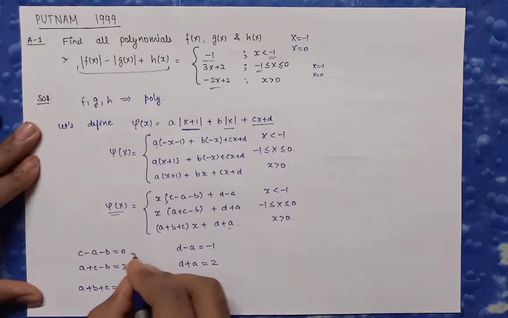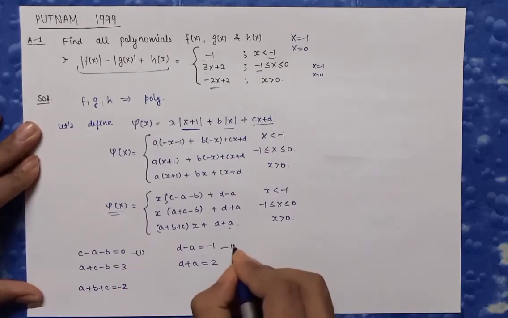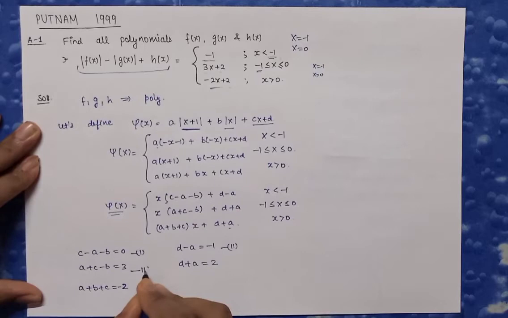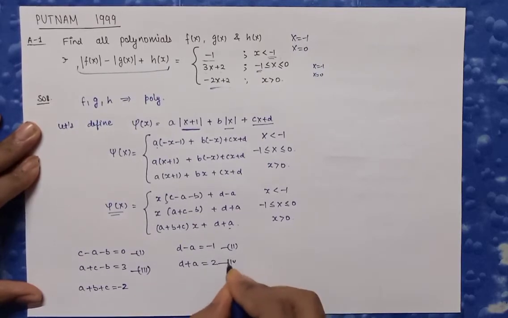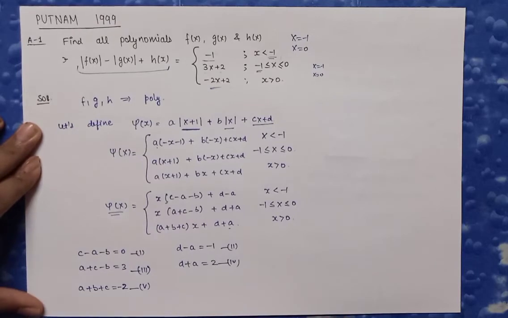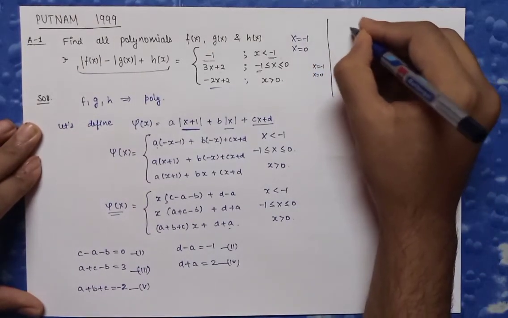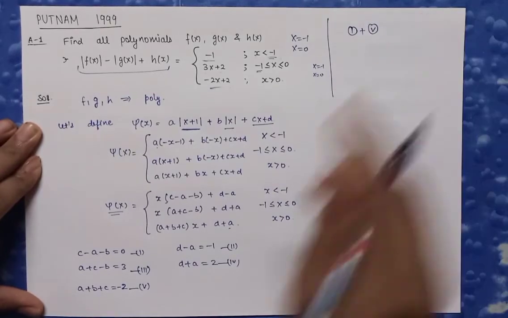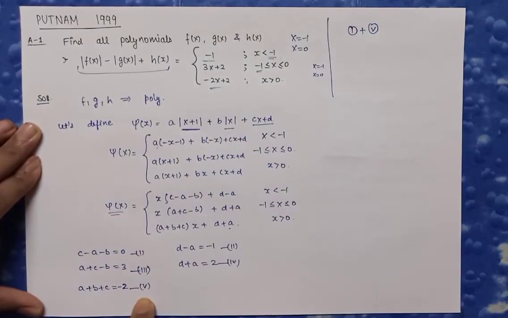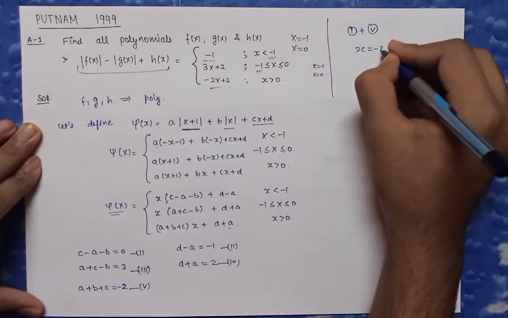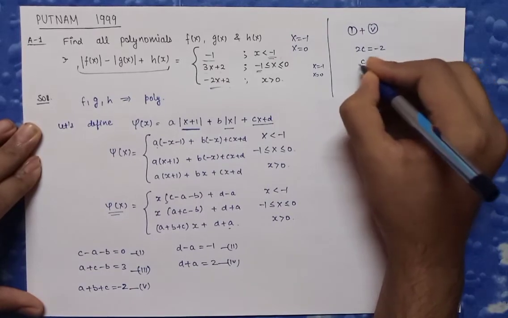Now let's call this equation 1, this equation 2, this equation 3, this equation 4, and this as 5. Now let's add equation number 1 and 5. When we add, a and b get cancelled out, and we are left with 2c equals minus 2, which means c equals minus 1.